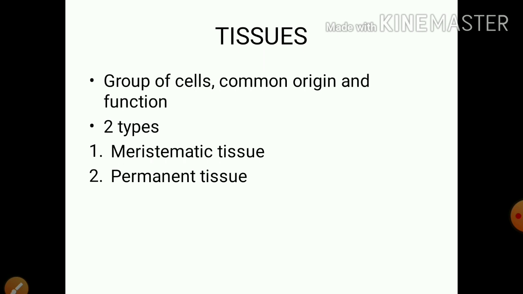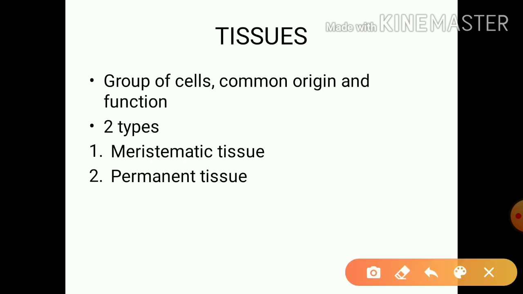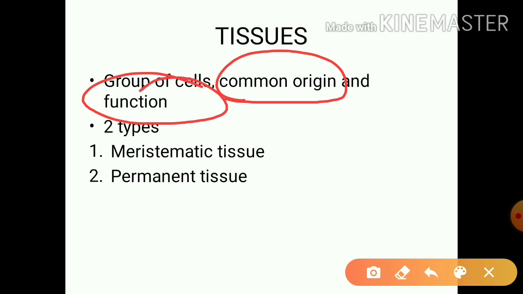Tissues are a group of cells which have common origin and common function. Common origin means just like in animals, when a baby is in the womb of mother, there are three main germ layers: ectoderm, mesoderm, and endoderm. All these three layers, they give rise to different organs. For example, mesoderm gives rise to heart, muscles, blood, etc.